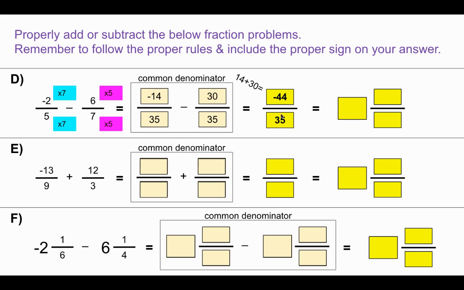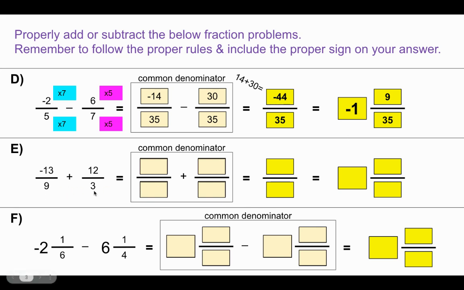So since it's improper, we got to make it into a mixed. How many 35s can you get out of 44? Just one. But remember, since this is a negative, that's going to be a -1 there. The sign gets put with the wholes, and then these guys can be just regular numbers. So if you pulled out that 35, how many do you have left over? 9 out of 35. There you go. Can't do much better than that.